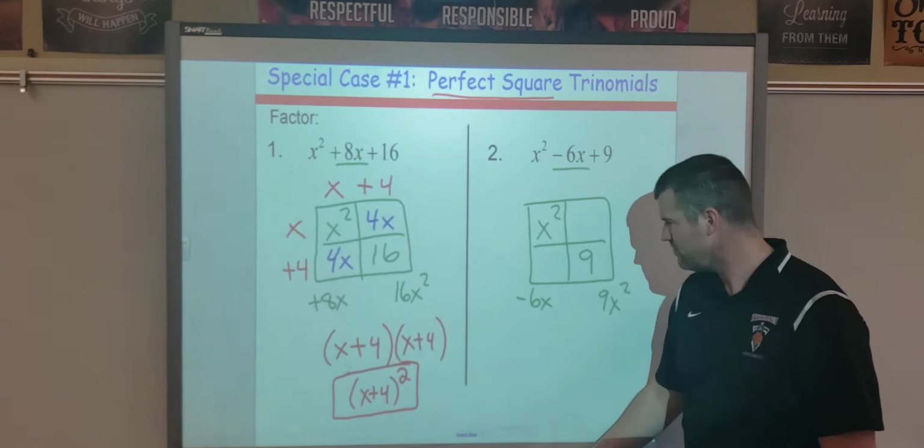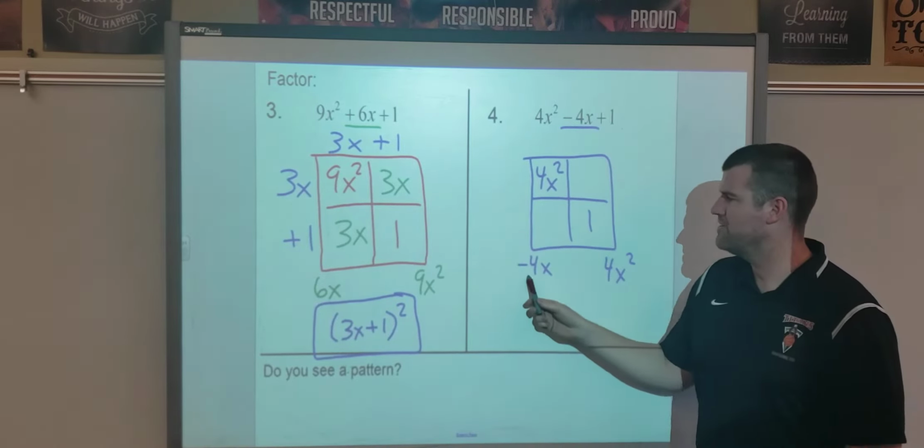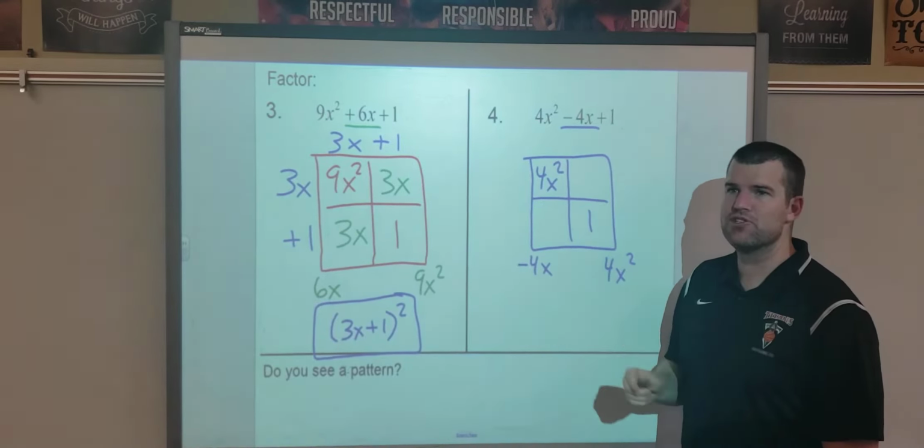All right, one more example. First term, first box. Last term, last box. We must add to negative 4x and then multiply to a positive 4x squared. Multiply to a positive but add to a negative, it's going to be 2 negatives. And you probably already got it. It's going to be negative 2x and negative 2x.